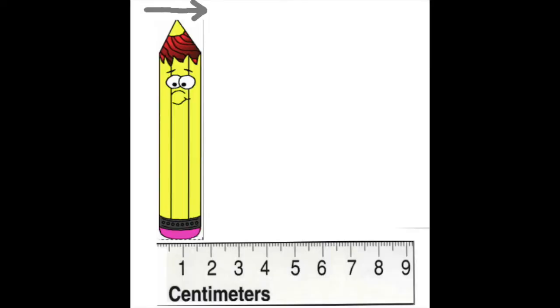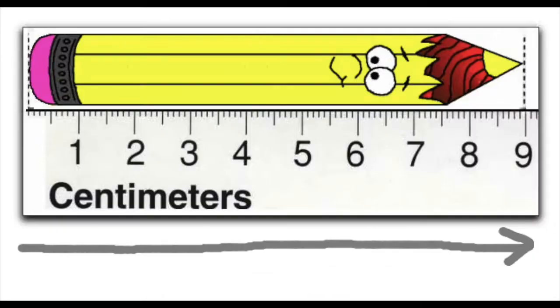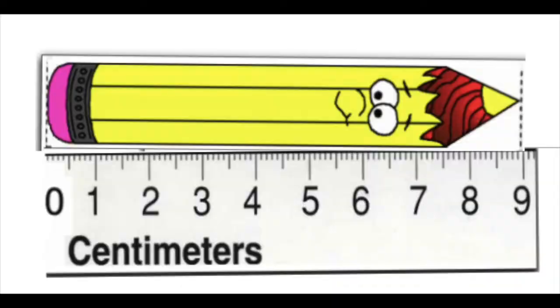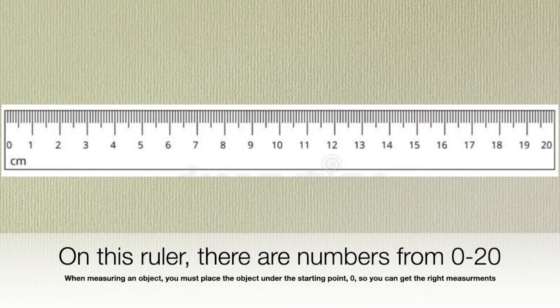Which part of the pencil do you think is the longest? Is the pencil longest when it's standing up or lying down? Yes, that's correct. The longest part of the pencil is when it's lying down because it covers more area of the ruler. On this ruler, there are numbers from 0 to 20. These numbers are very important because it tells you how long an object is.